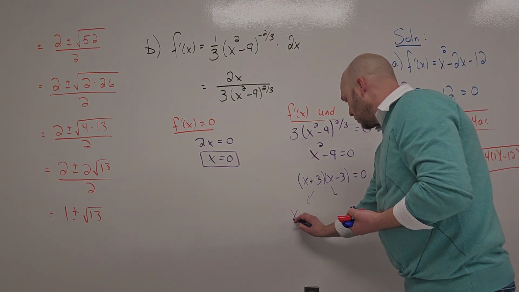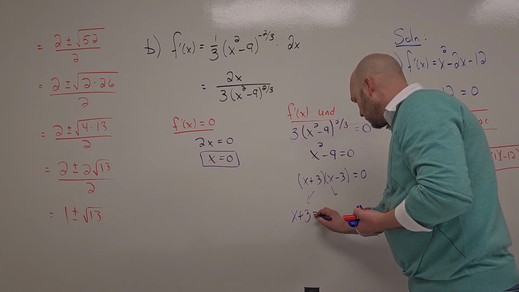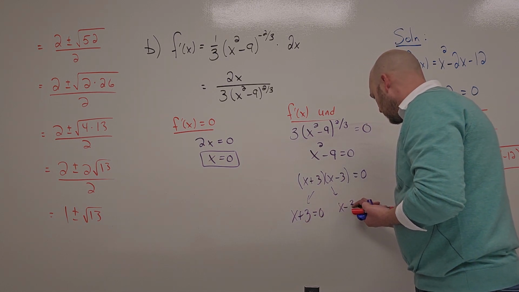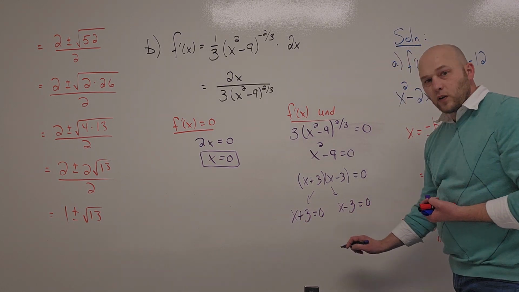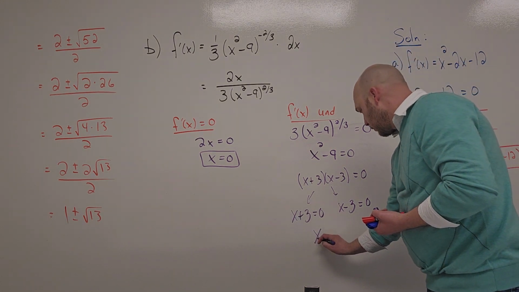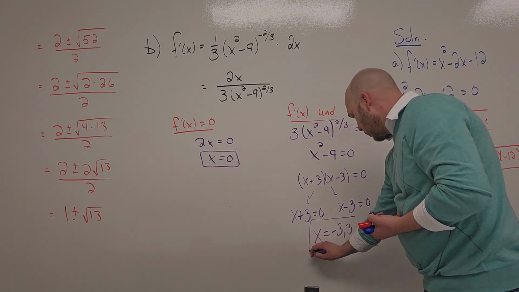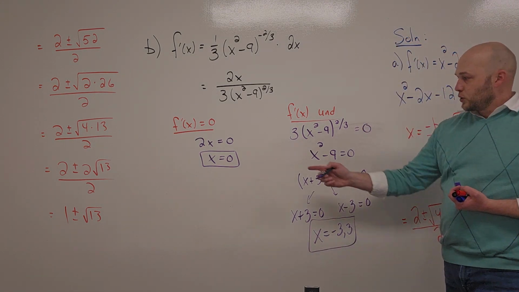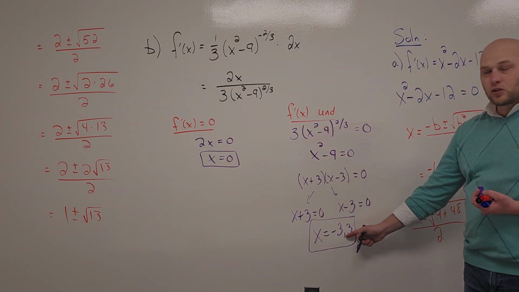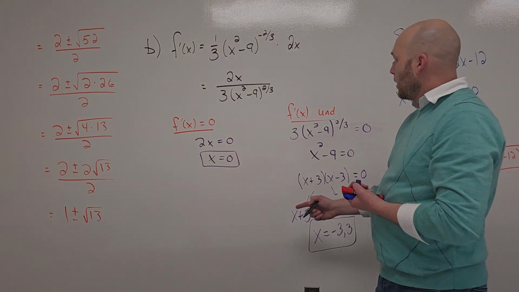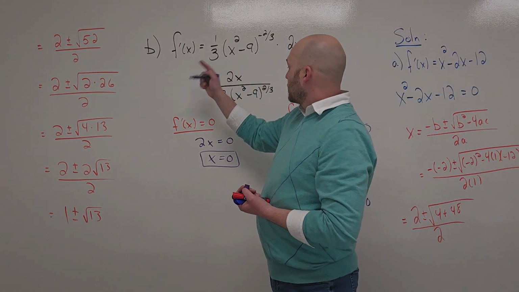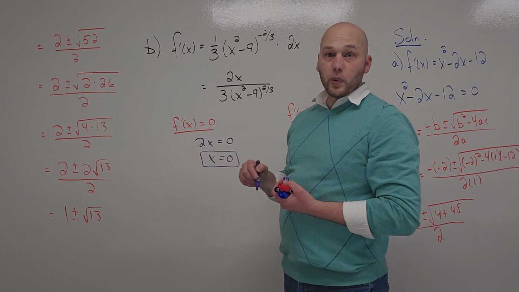So I come up with these two simpler equations, giving me the values of x is negative 3 and positive 3. So those would be two more critical points. So I've got x equals 0 and then plus and minus 3 for the critical points of the original function that we used for part B. Okay.